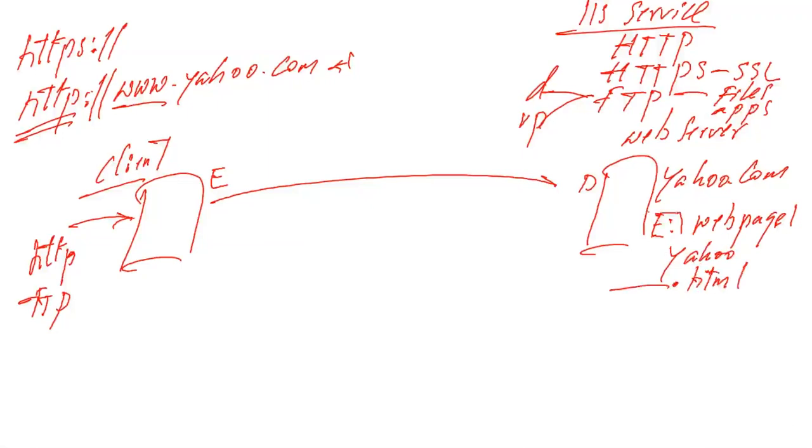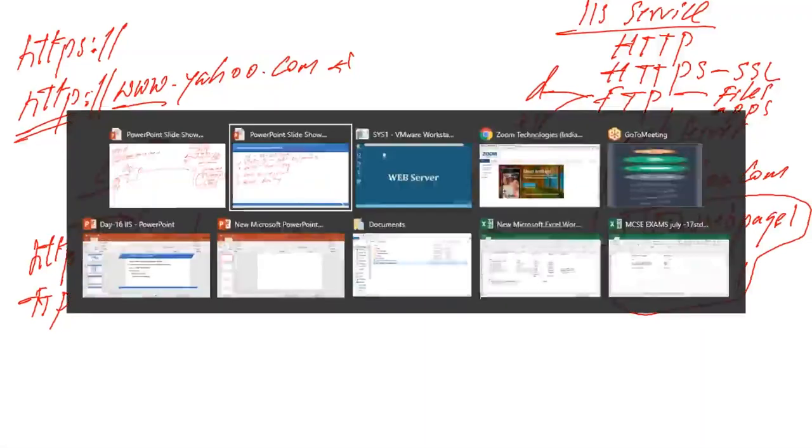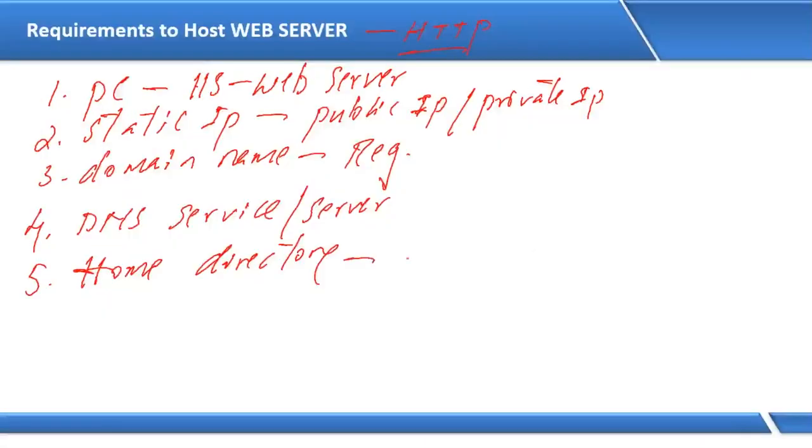Wherever these web page files are available, that location is called the home directory. So if anyone asks, sir, what is the home directory? Give the answer: your web pages location is called the home directory. Wherever you're keeping the web pages, that location is the home directory. Any doubt? So please copy this requirement. Then we'll see the practical: how to configure the IIS service and how to create the HTTP site.